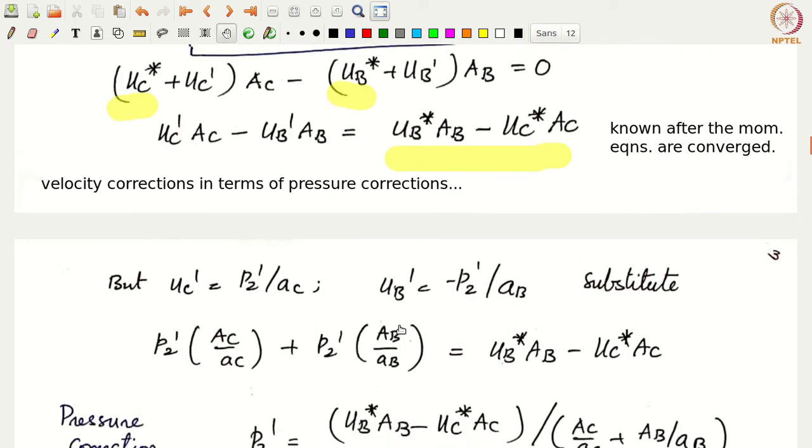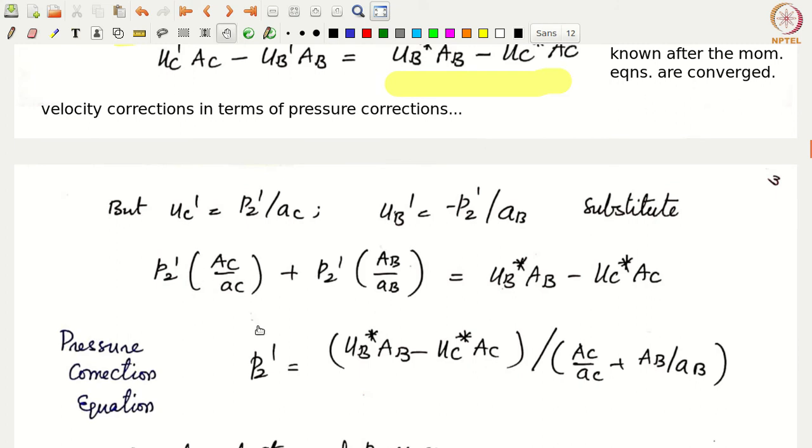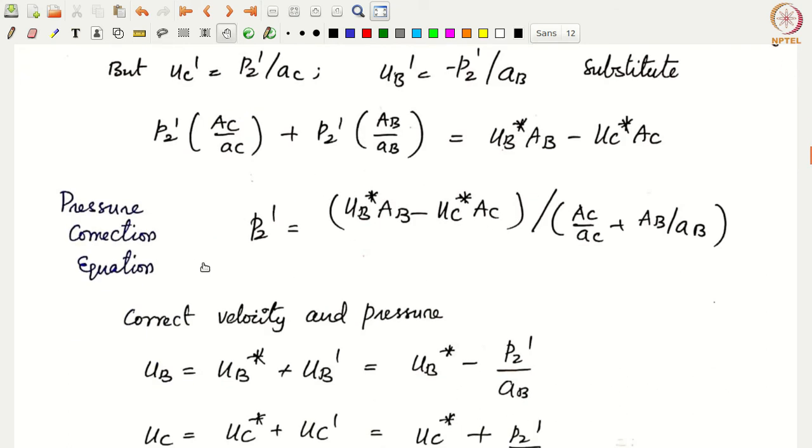Essentially we got an equation here. This is P2 prime times (AC by aC plus AB by aB) equals UB star AB minus UC star AC. So we can rewrite this. Basically this is now your pressure correction equation in terms of the right hand side B, the star values and the coefficients. Now in this particular case, because we have only one cell, we don't have to solve with Gauss Seidel. But in general this would be similar to aP P prime equals sigma aNB P NB prime plus B. So you should be able to make these comparisons at any stage.